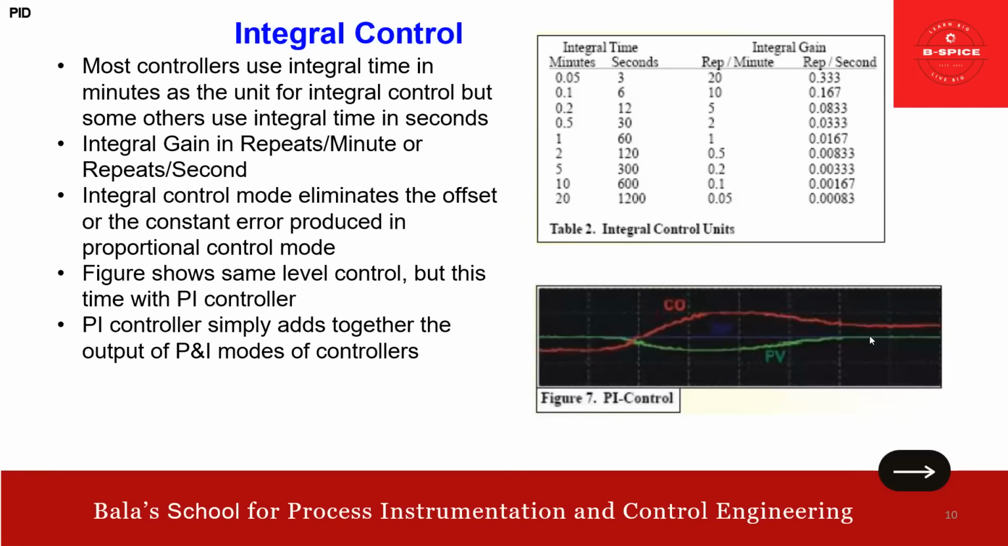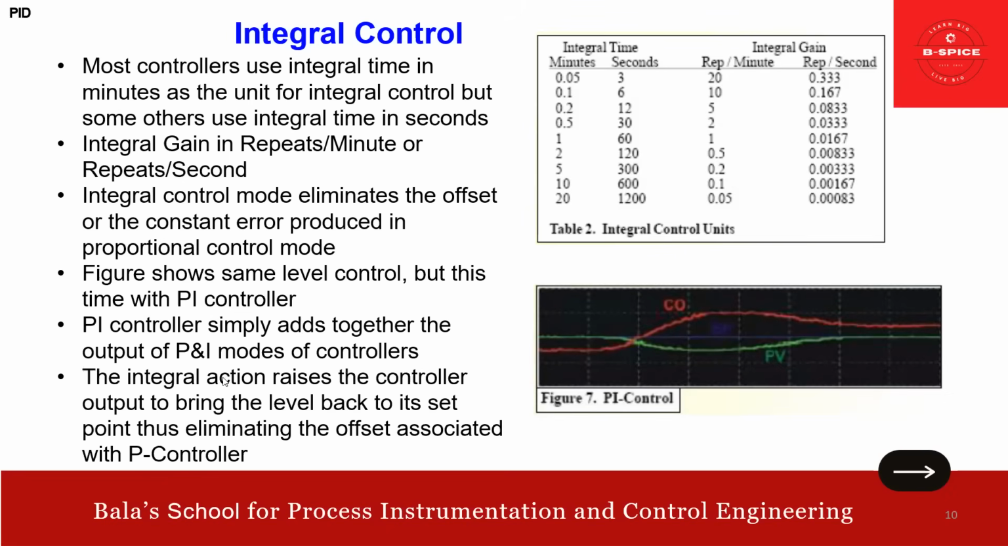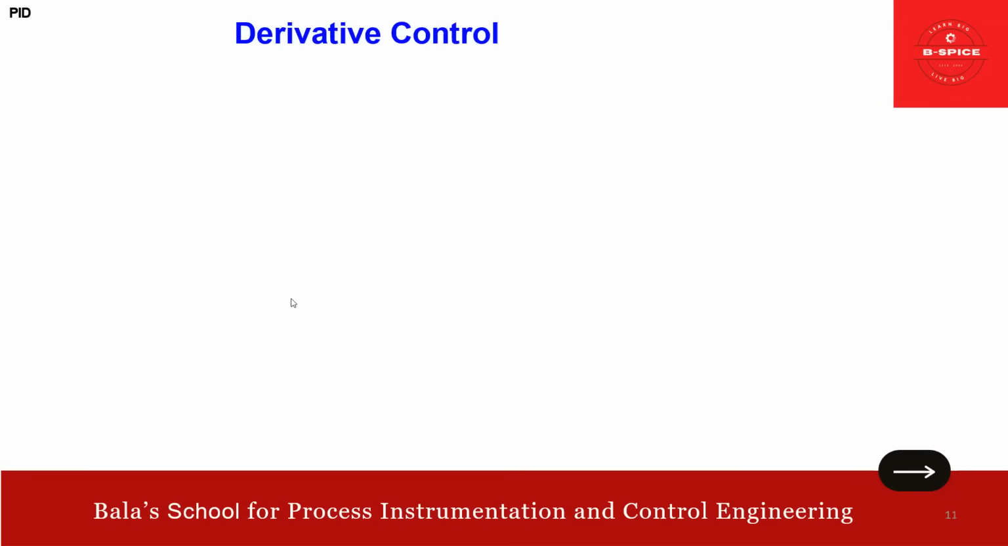Yes. So the PI controller, the proportional and integral controller, simply adds the controller output of the P and I modes of the controller. So the integral action raises the controller output to bring the level back to the set point, thus eliminating the offset associated with the P controller. So this is the integral. So always say proportional, you have offset. Integral, it is trying to eliminate the offset, reduce the offset, okay, as much as possible. Okay, friends, right? So that is the concept here.